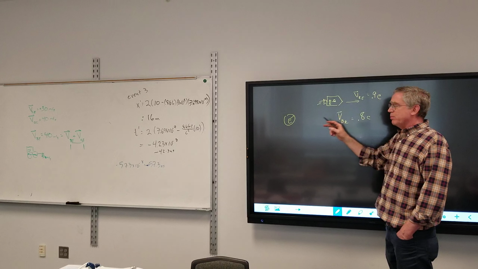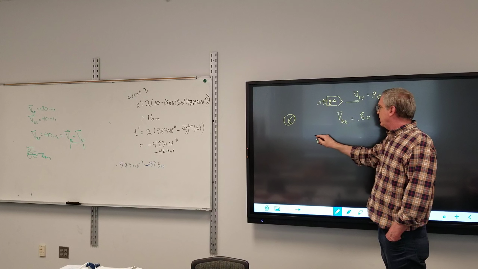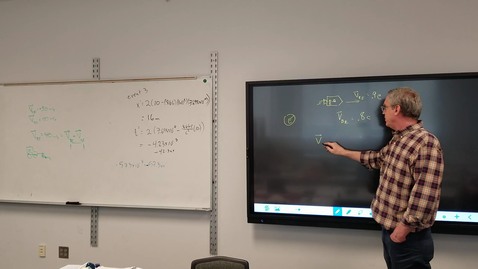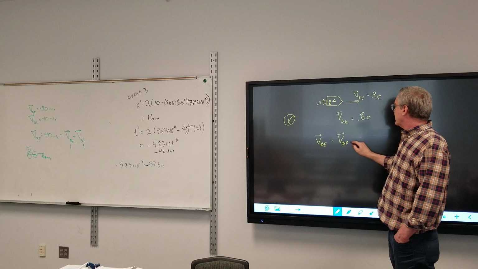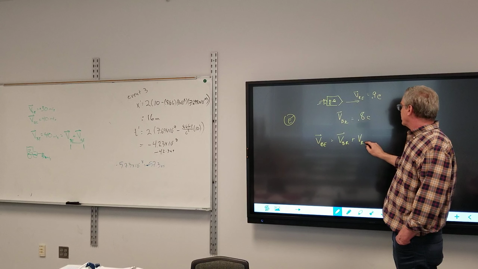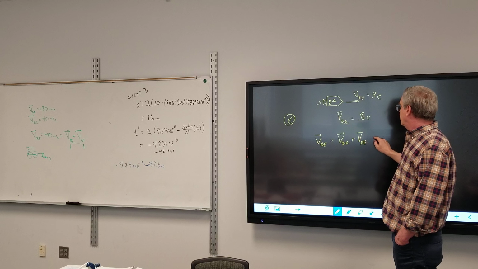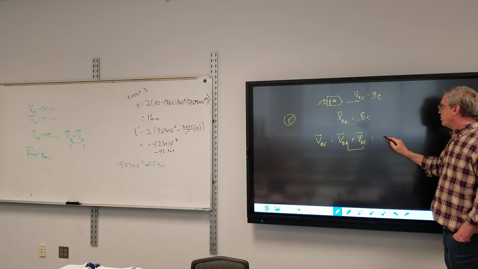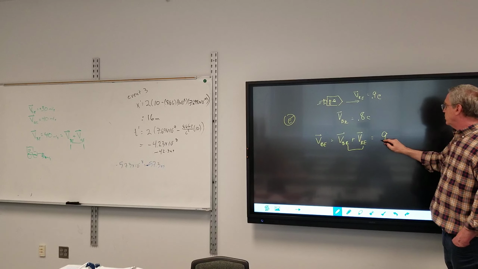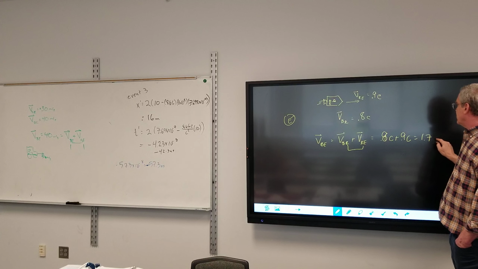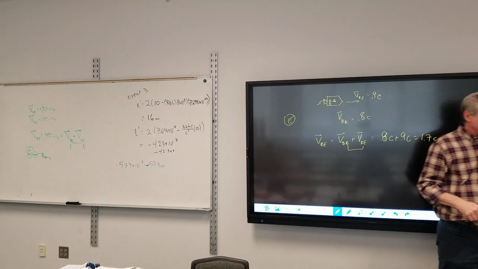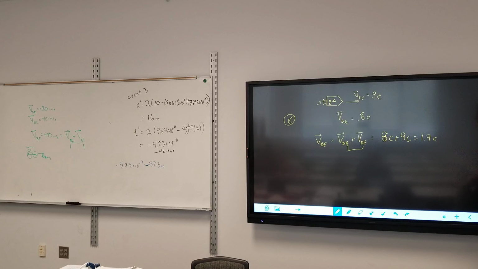So if I want to know how fast the ball is going with respect to Earth, well, Galilean relativity, which we know is not going to work here, but anyway, the velocity of the ball with respect to Earth should be the velocity of the ball with respect to the rocket, plus the velocity of the rocket with respect to the Earth, which would be 0.8c plus 0.9c, which is 1.7c. And so if Galilean relativity worked here, we'd have that ball traveling faster than the speed of light, which cannot happen.